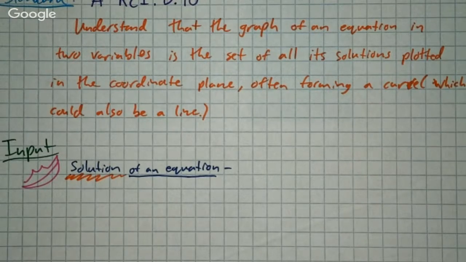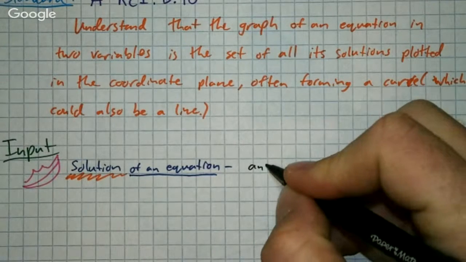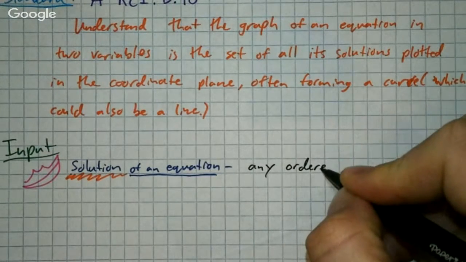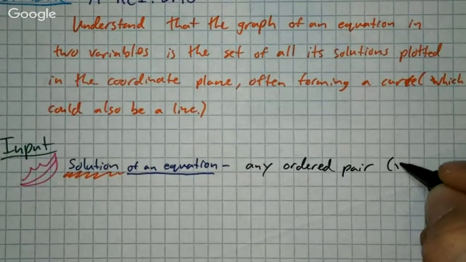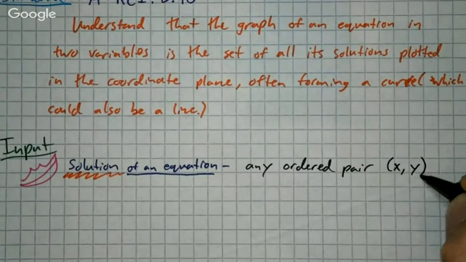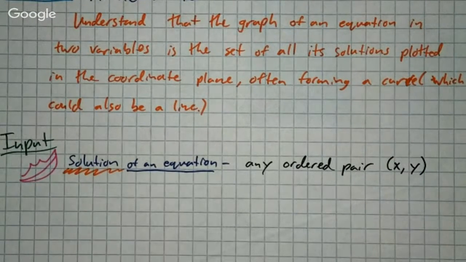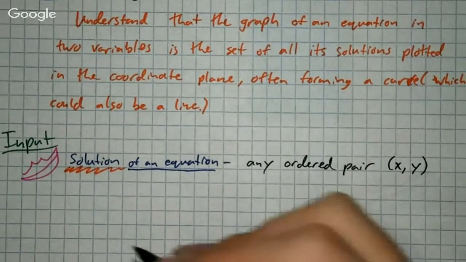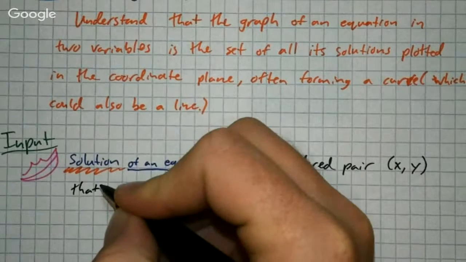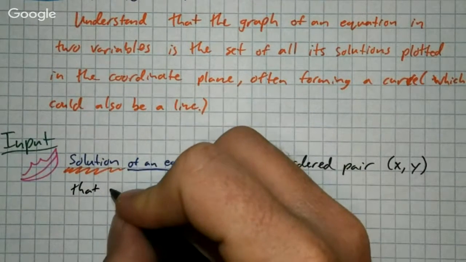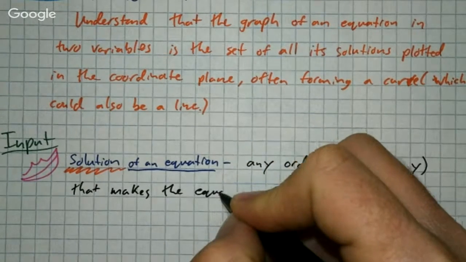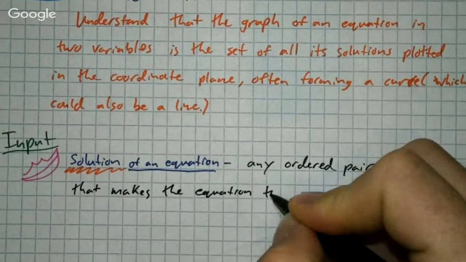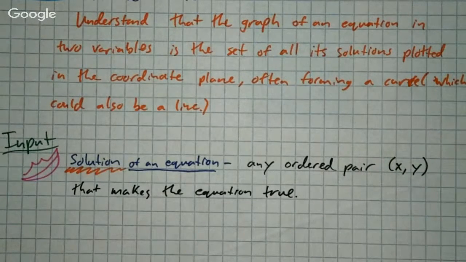What is a solution of an equation? The solution of an equation is any ordered pair. And remember, an ordered pair is the variables x and y, just like we've worked with before. Any ordered pair x, y that makes the equation true.